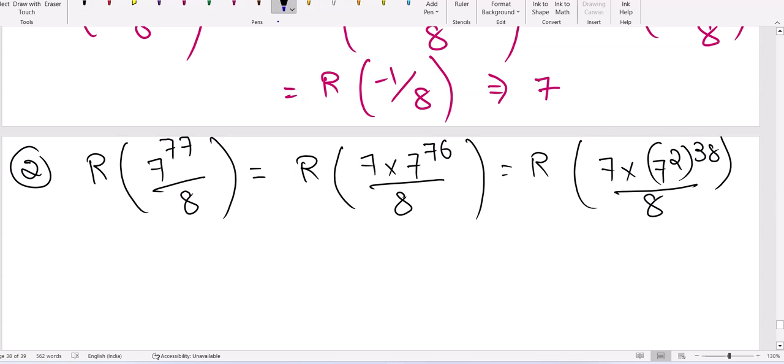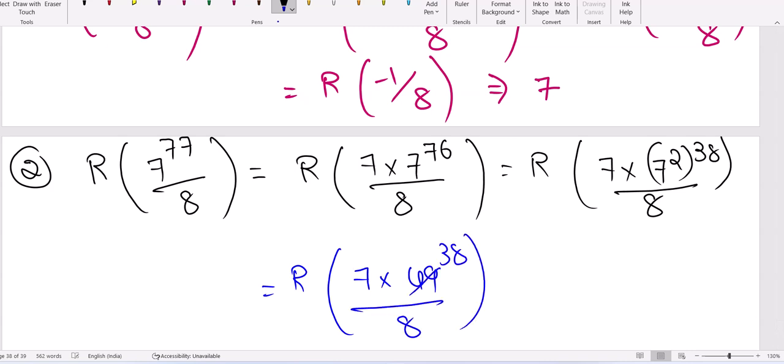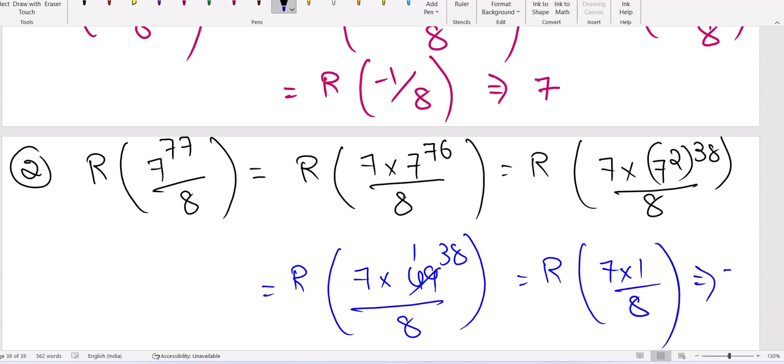7 square 49. Divide by 8 will give 1 as the remainder. 1 power 38 will be 1. So 7 into 1, 7. Divide by 8, we cannot divide. So when numerator is less than denominator, numerator is your answer. 5 divided by 8, remainder 5.